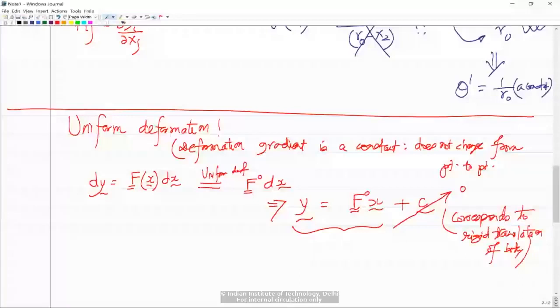Okay, so that means in case of uniform deformation, you can say that y is equal to f naught into x. And there are some really interesting uniform deformations that we are going to see now. Okay, any questions so far? So think of a deformation that is the following.